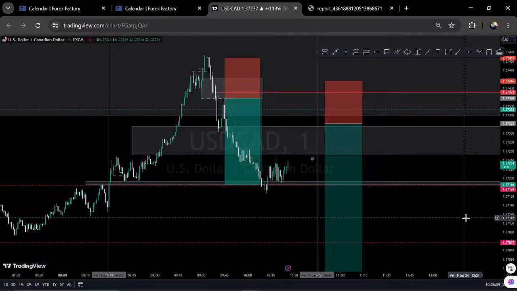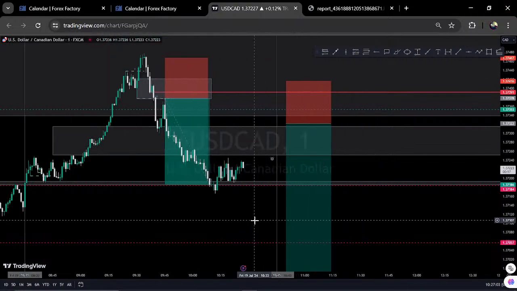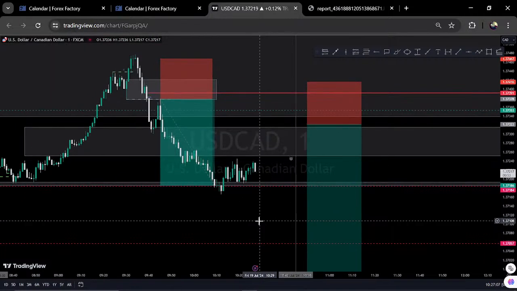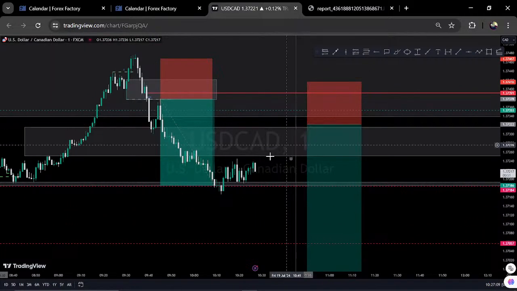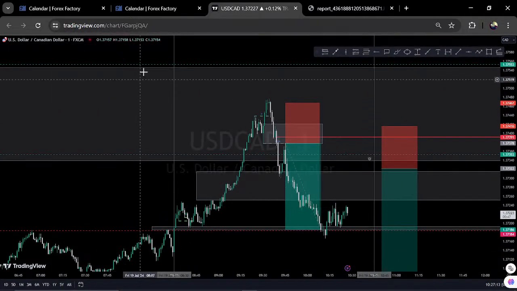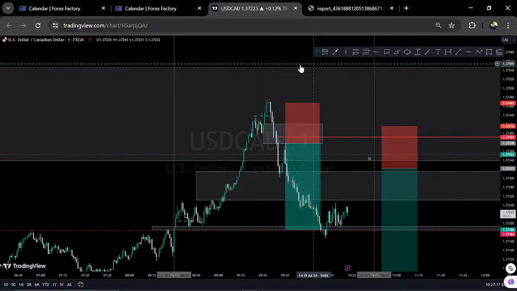Okay, guys, for those of you that are just joining us, this is my intended trade. So this zone here is a 1 hour fair value gap, a 1 hour order block.